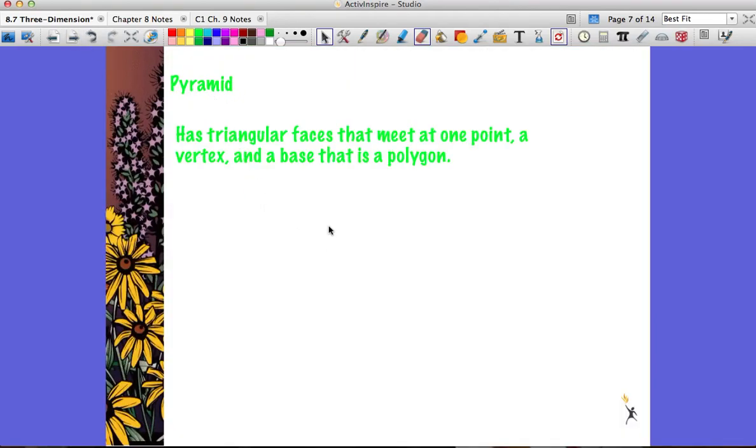Pyramids. Pyramids have triangular faces that meet at one point, a vertex, and a base that is a polygon. So it can have any base as its shape. It doesn't have to be a triangle. It can be a square. It can be a hexagon. It can be whatever polygon we want it to be, but all of the edges meet at one point at the top.